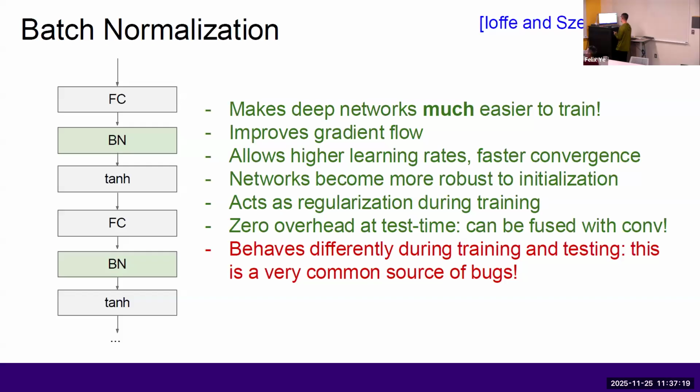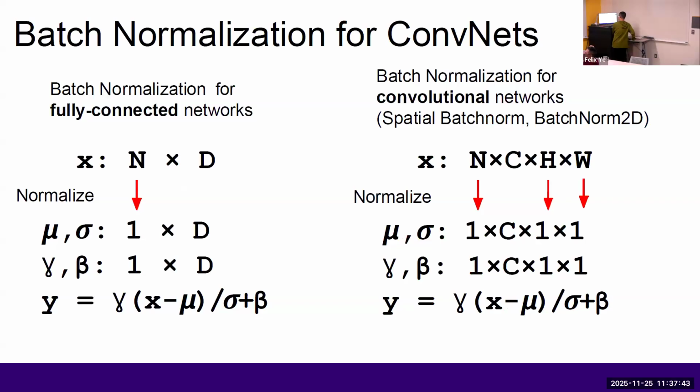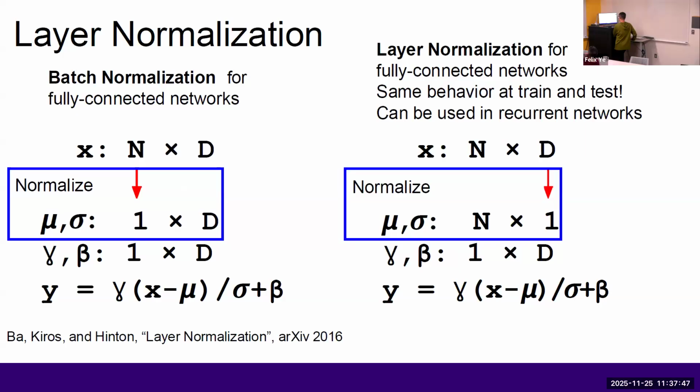But the issue is the behavior will be different during training and testing, because training and testing don't necessarily give you the same mean and standard deviations. You have your trained mean and trained standard deviations, but your testing may look different. So this is a common source of bugs from batch normalization here. This is for the convolution network. I don't want to get into too much here.